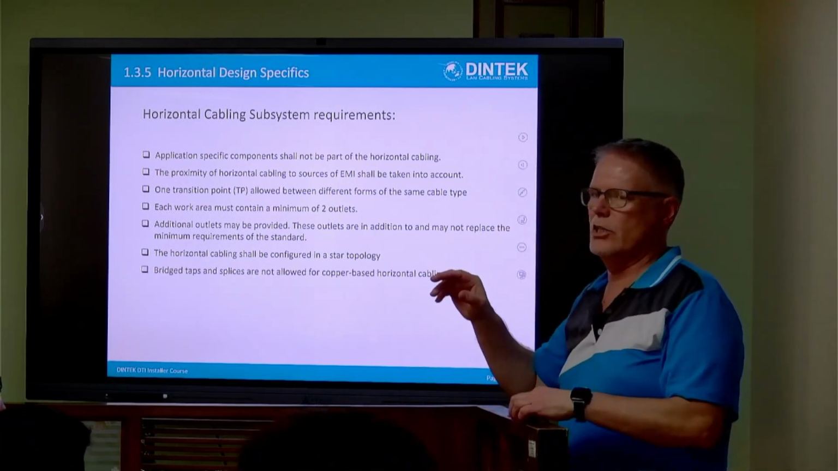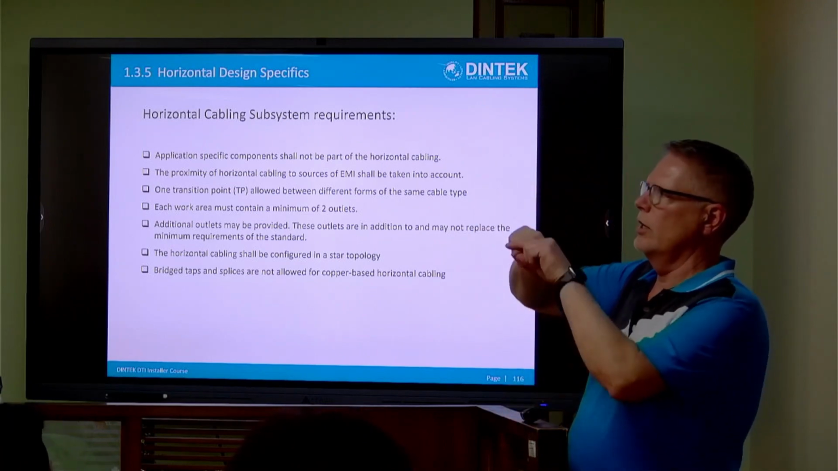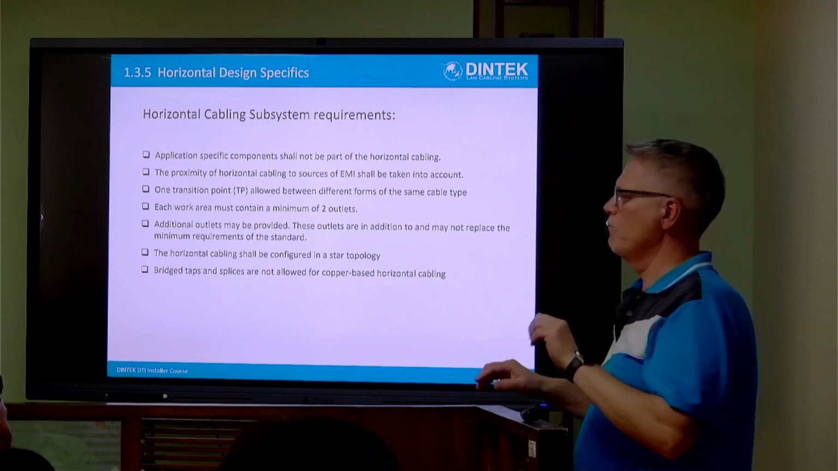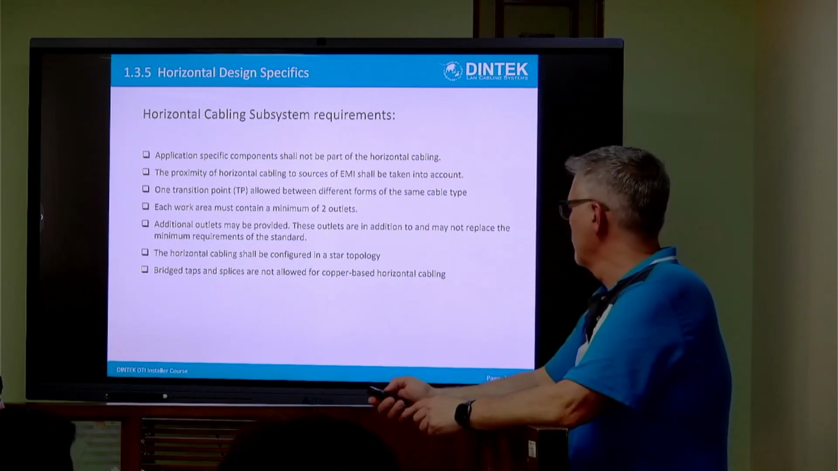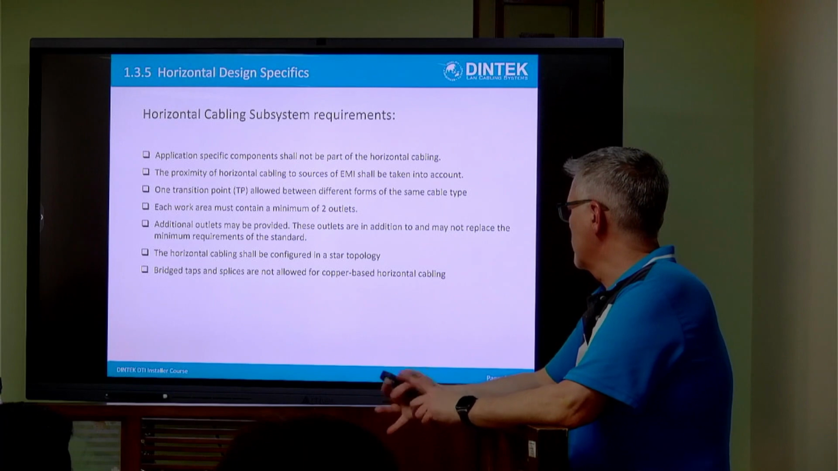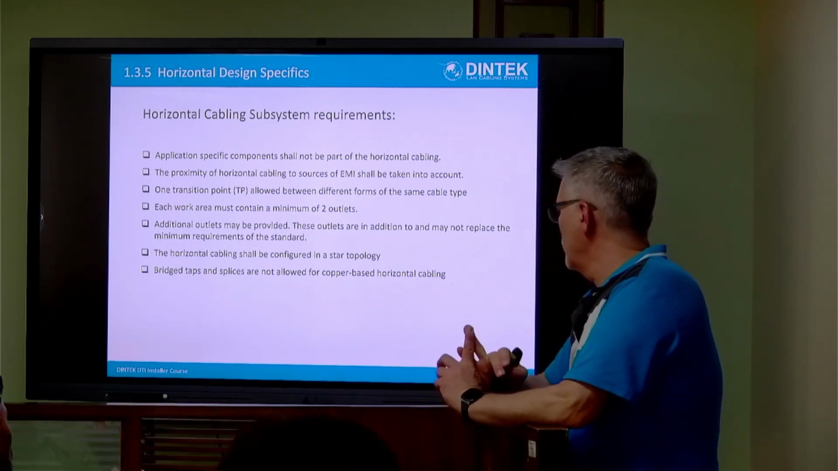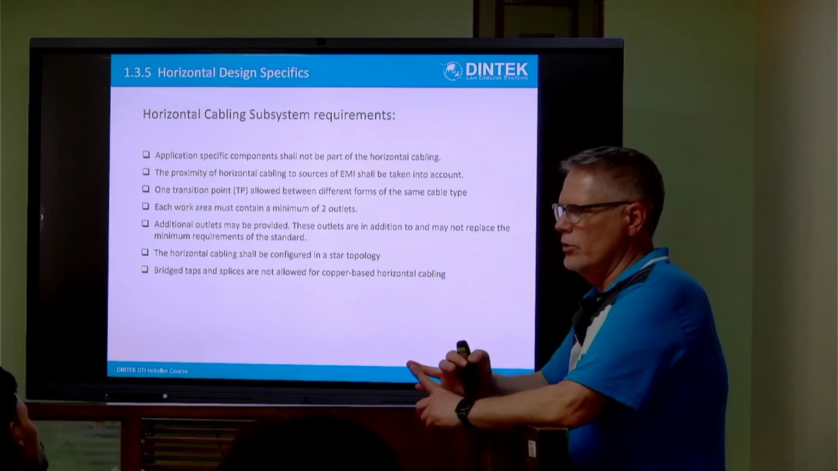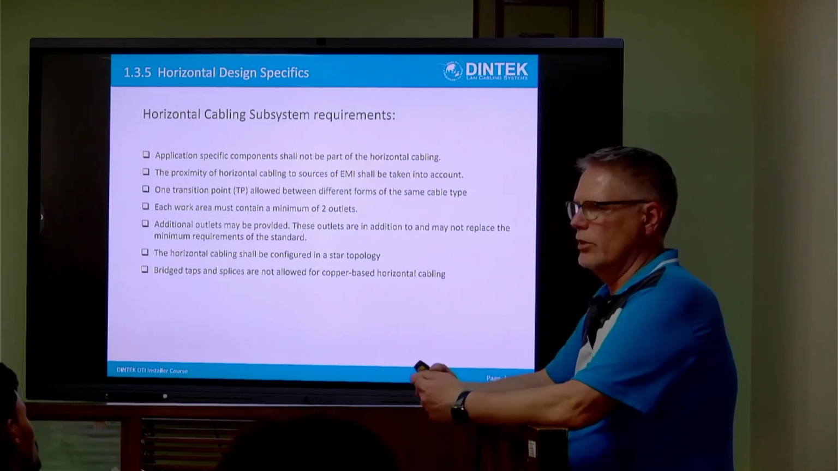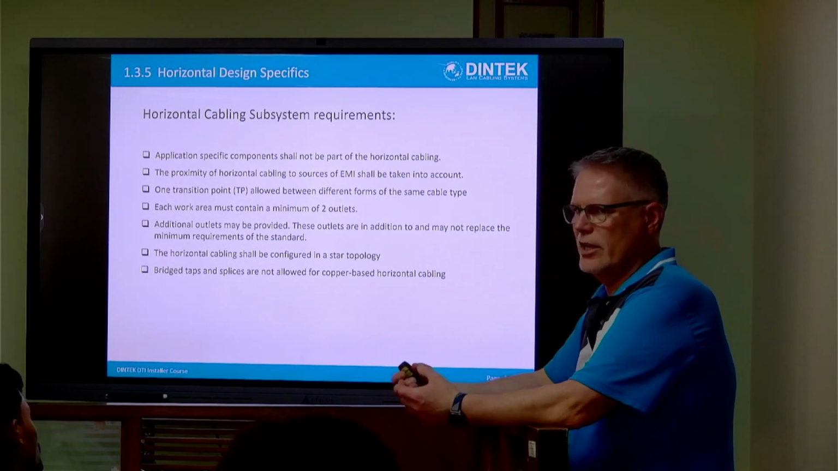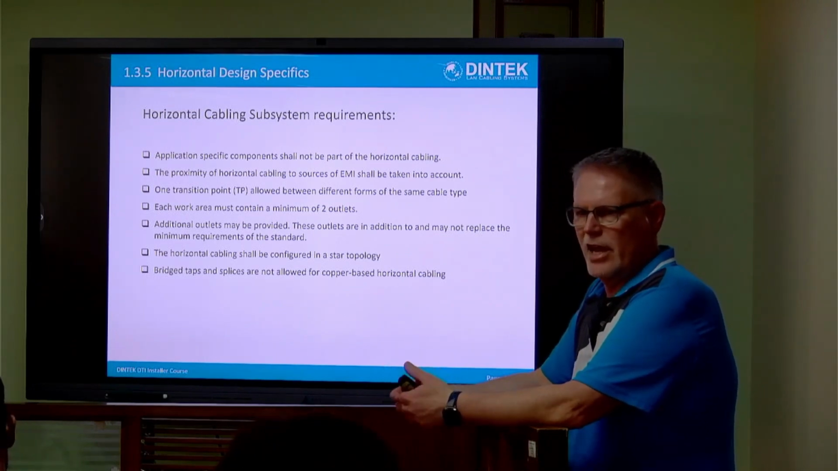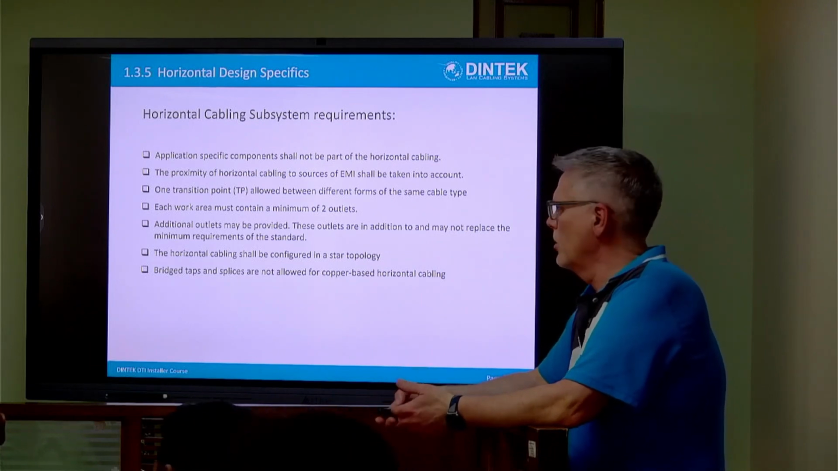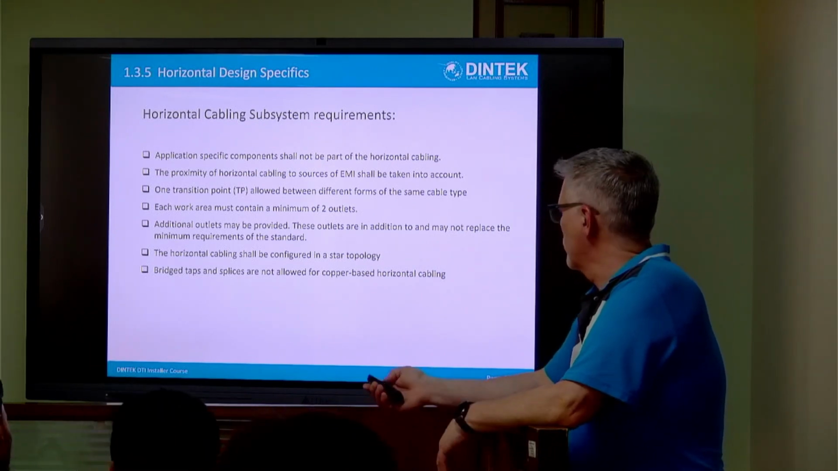Star topology essentially is a central patching point, and you're going one cable to each outlet. Bridges, taps, and splices are not allowed in a copper-based horizontal cabling system. And yes, we did used to tap in or tap on cables or join them in the old days. We were doing category 3 and category 5. It really didn't matter that much back then, but at higher frequencies it caused some problems.